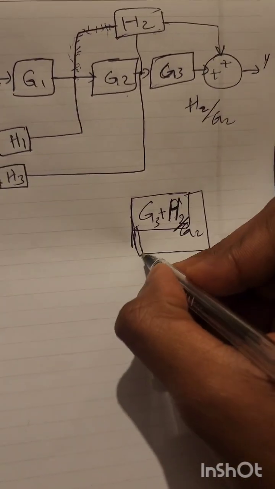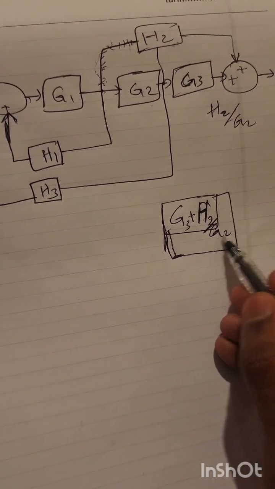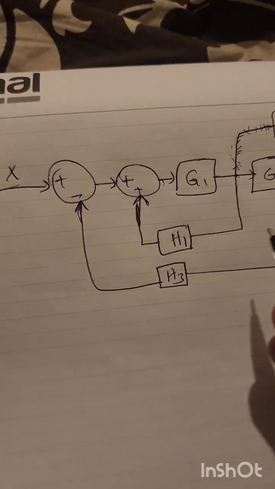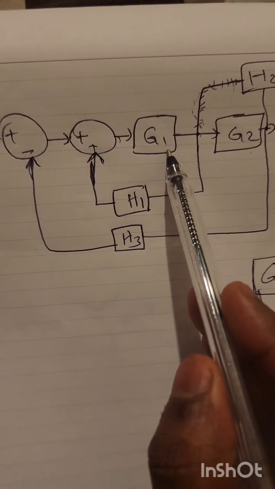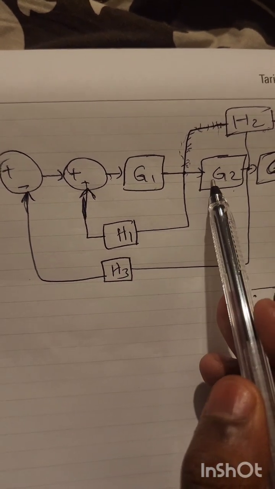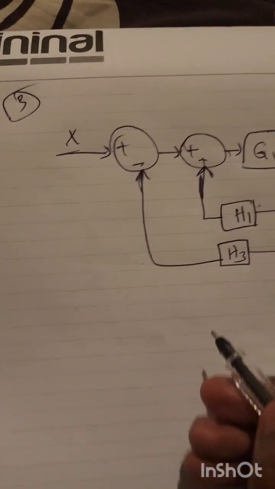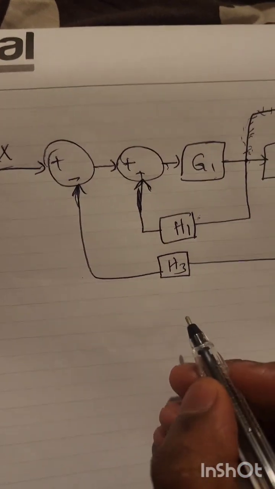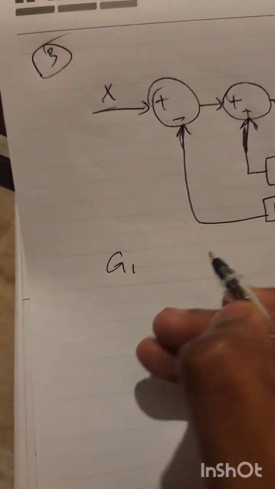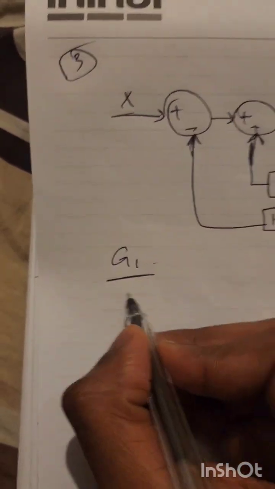Sorry, I'm bad at drawing. So G3 plus H2 over G2. Another thing, we have here G1, and after it there is G2, but there is a feedback here which is H1. So let's deal with the feedback, and it's going to be G1 over 1.